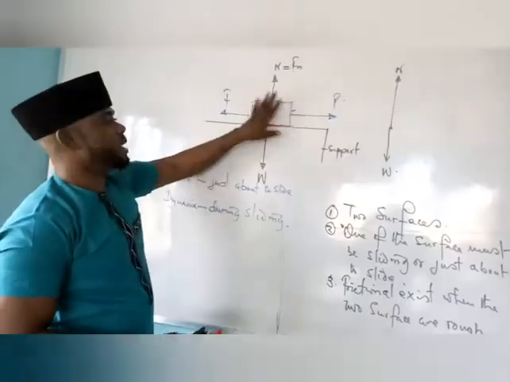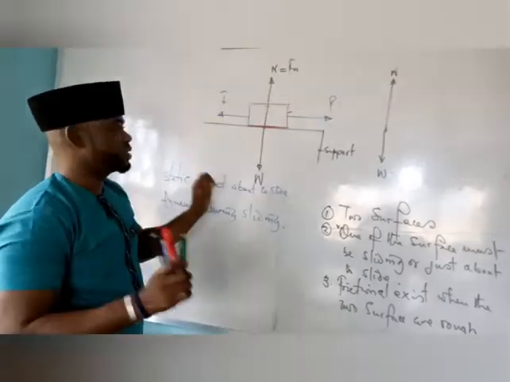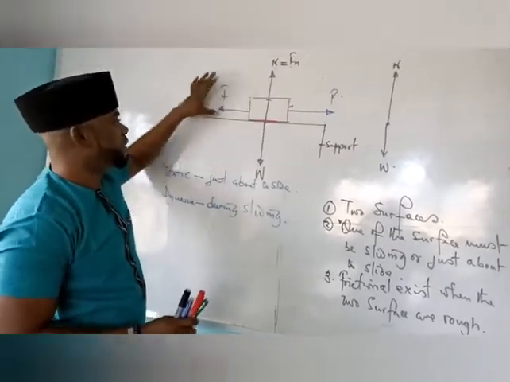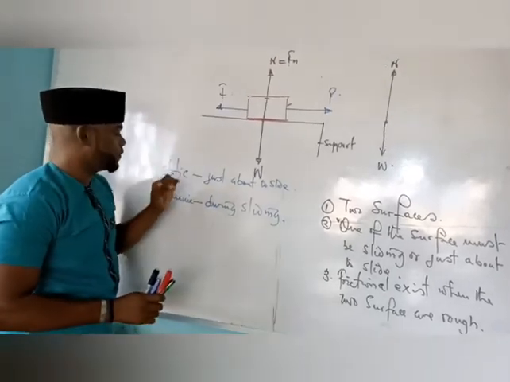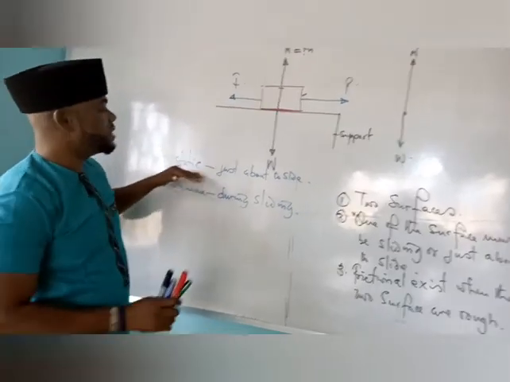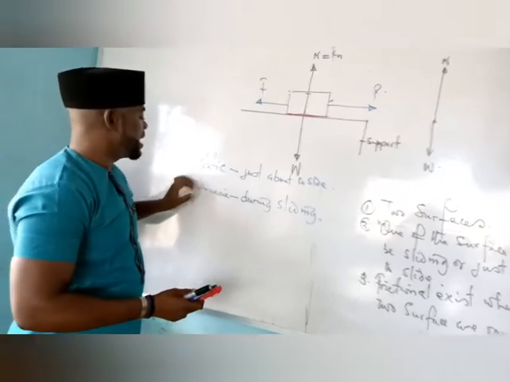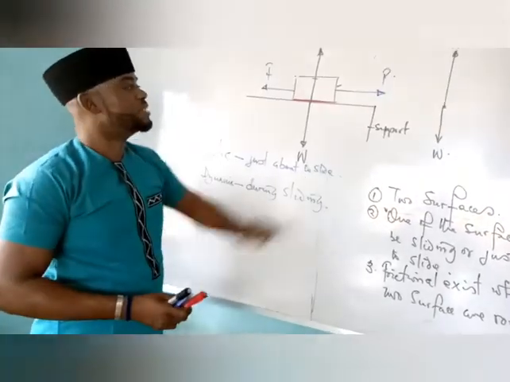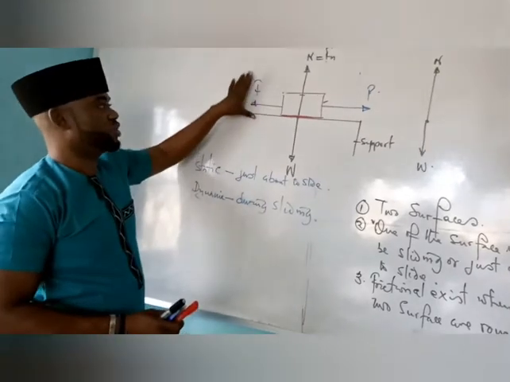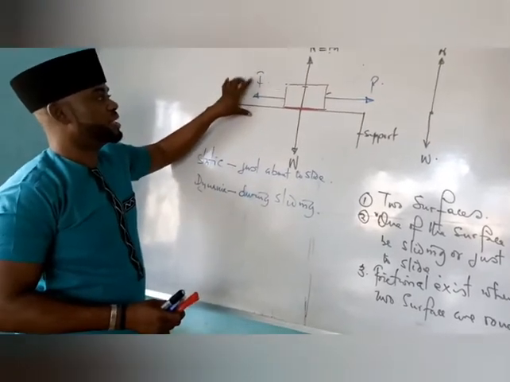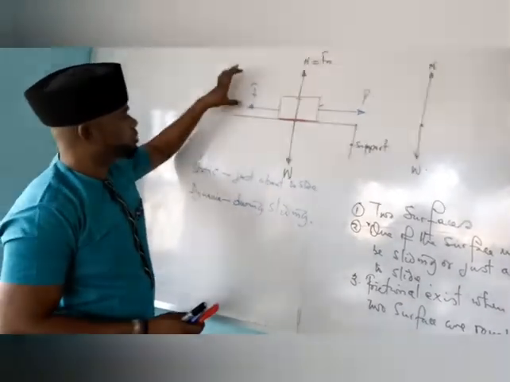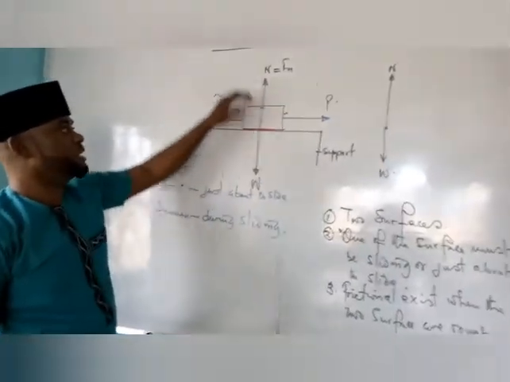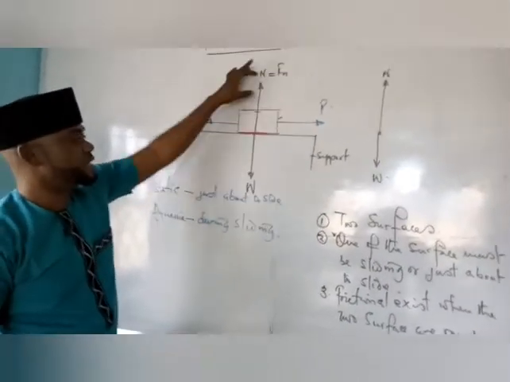So whether you apply force in any direction you like at all, the weight is there and then the normal reaction. However, for frictional force, there are two of them: static friction, when the body is just about to slide, and dynamic friction, when the body is sliding. Now, what is the relationship between the applied force and the frictional force? But before that, let's look at the relationship between the weight and the normal reaction.